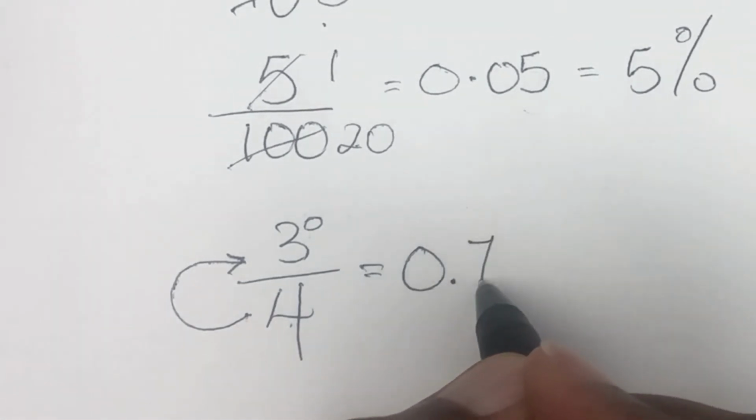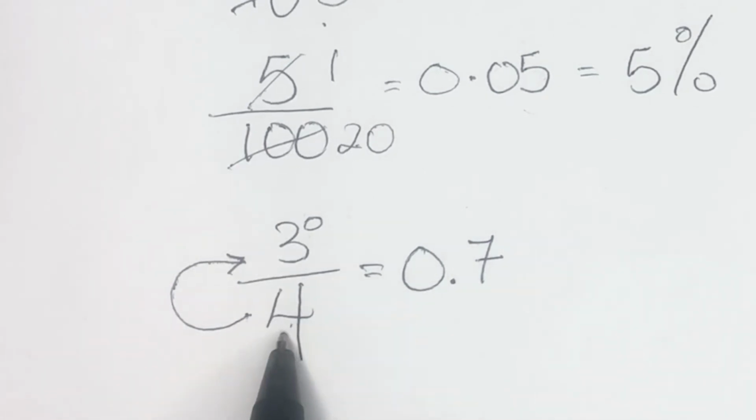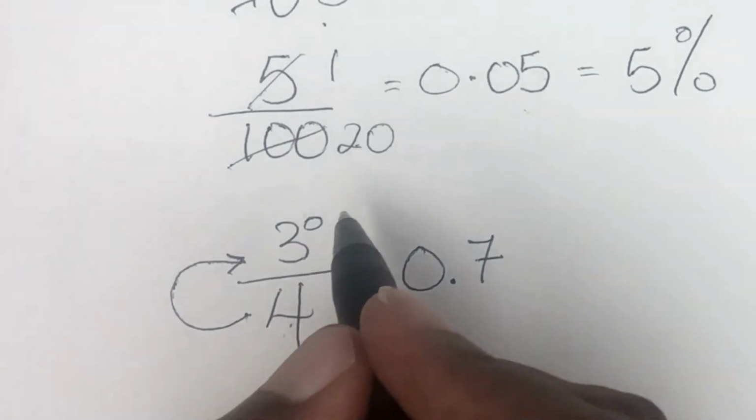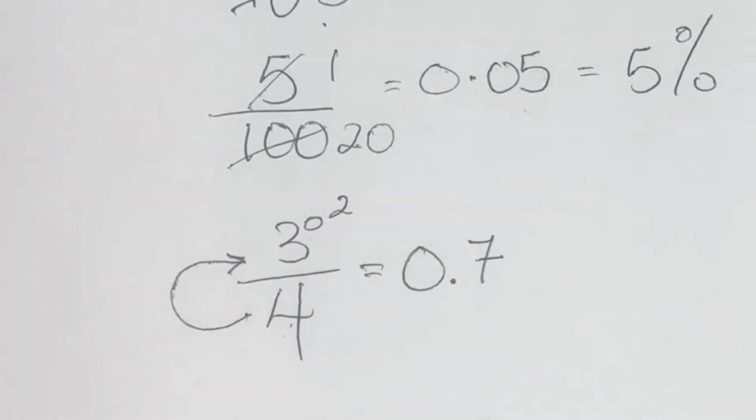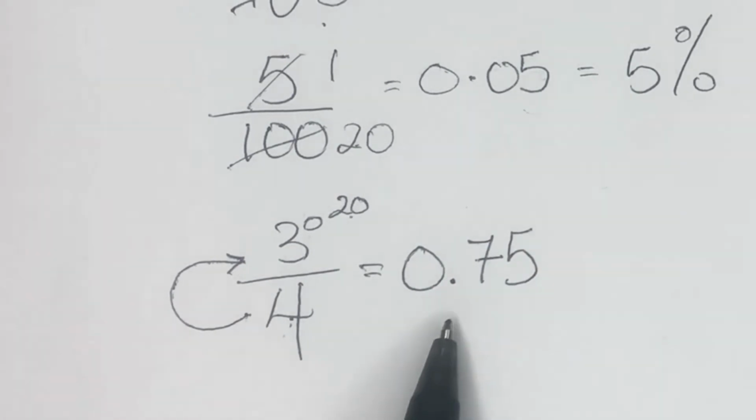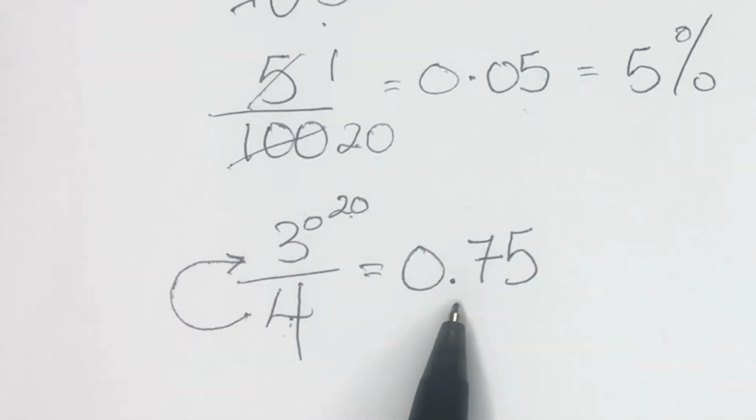So 7 times 4 is 28. We can't go over 30. How far are you away from 30? You are 2 away. So you put the 2 there and you put a 0 on it. So now we ask, how many times does 4 go into 20? And it goes 5 times. So we've established the decimal for the 3/4, which is 0.75.